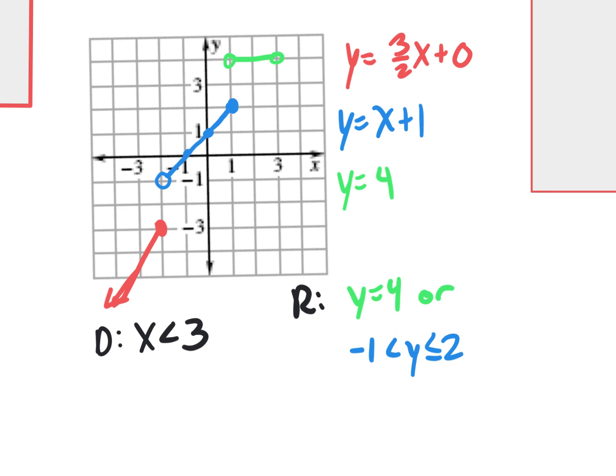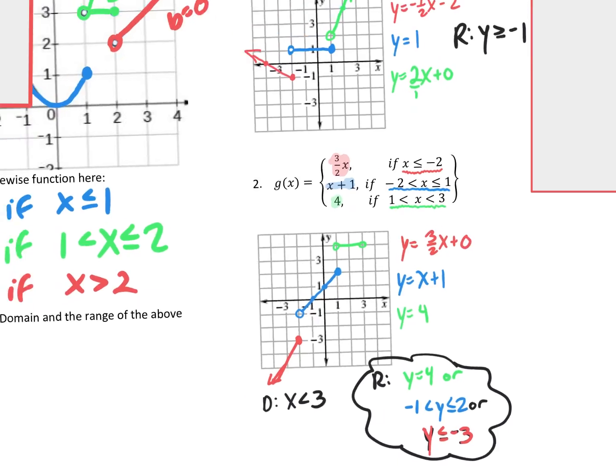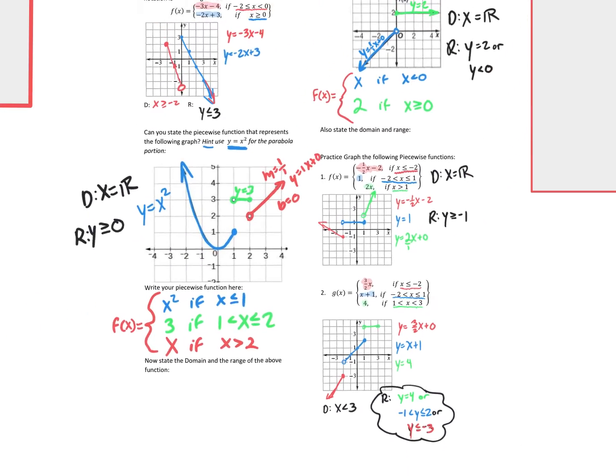And last but not least, let's deal with the red portion of this, which is simply the y value of negative 3, solid dot below. So we'd say, or you could say y is less than or equal to negative 3. Maybe I should have stayed color coordinated. I hope that makes sense. That's a crazy looking range. The domain was simple, but that's what piecewise functions are all about, ladies and gentlemen. Fun stuff.